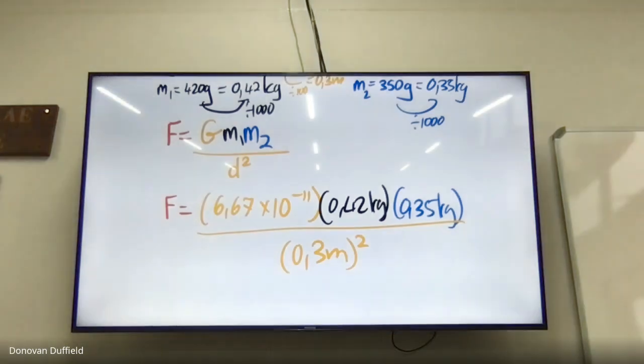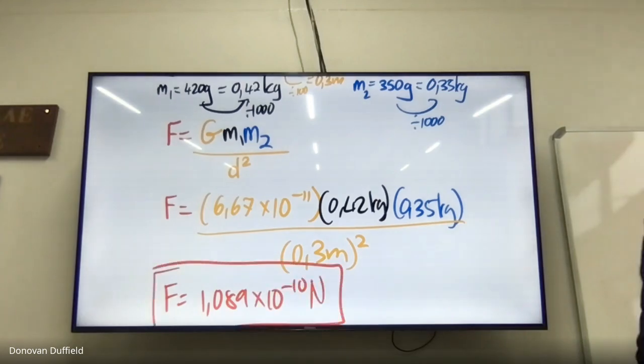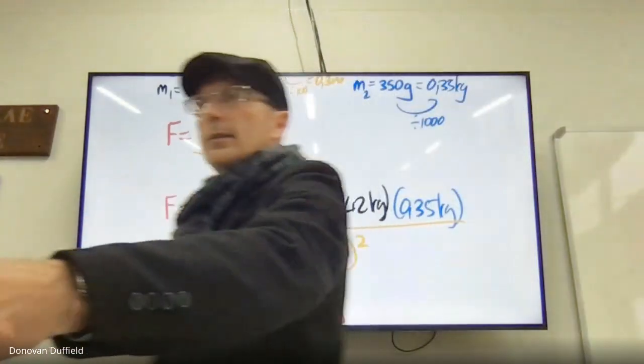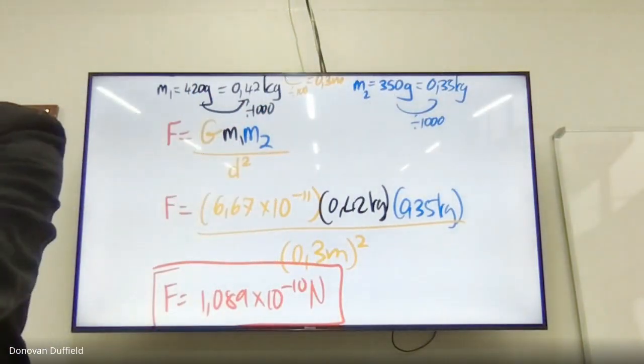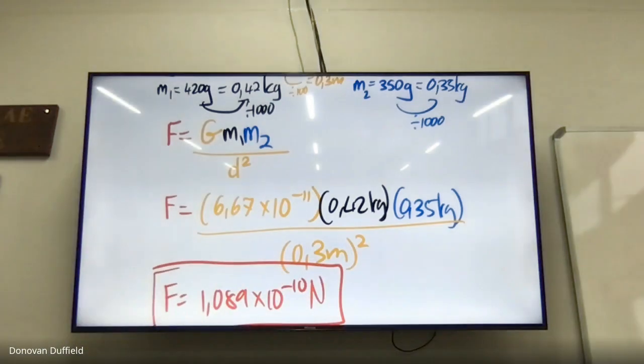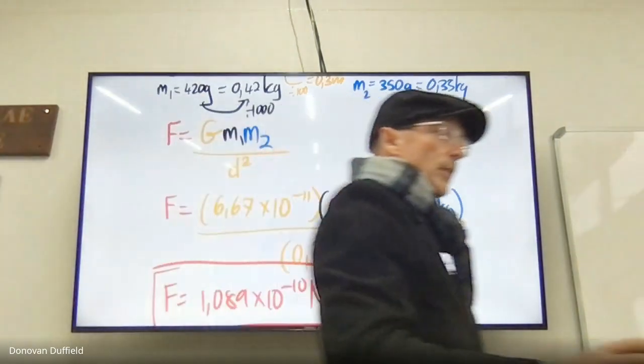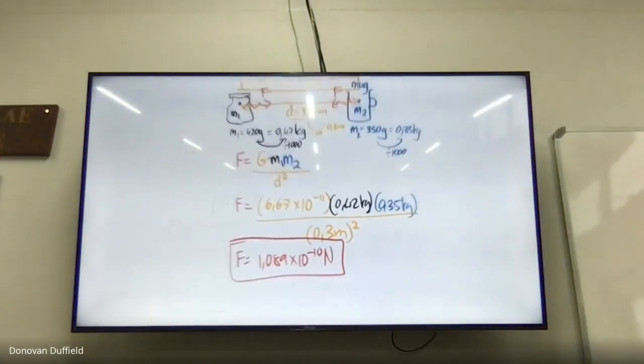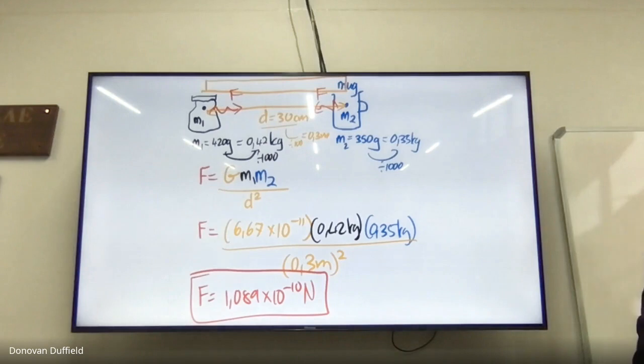We get that the force of gravity between them is tiny. Ladies and gentlemen, this is tiny. 10 to the negative 10 newtons. We can't feel that. Our bodies aren't sensitive enough to feel that. Okay? So, the force of gravity is in actual fact a weak force.